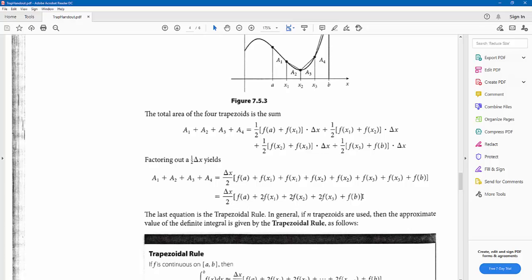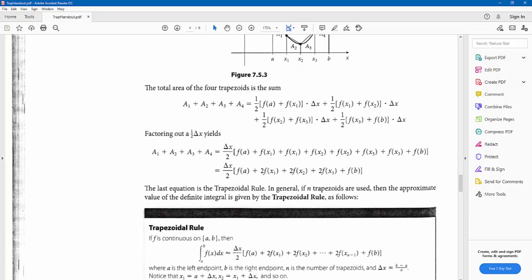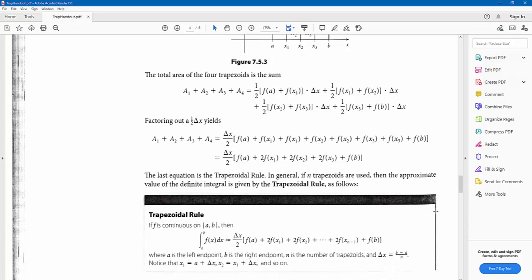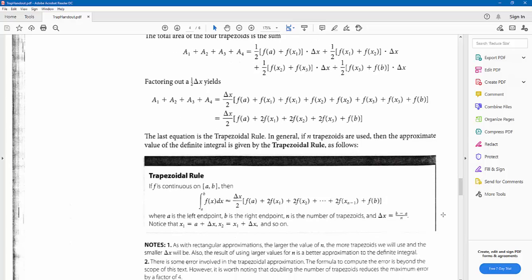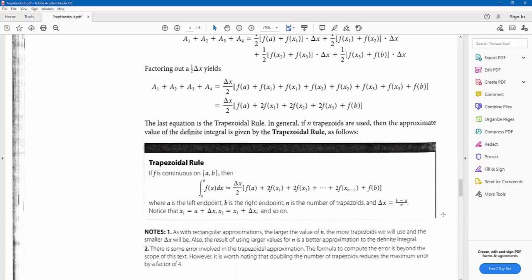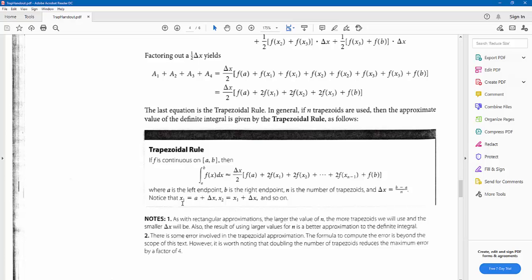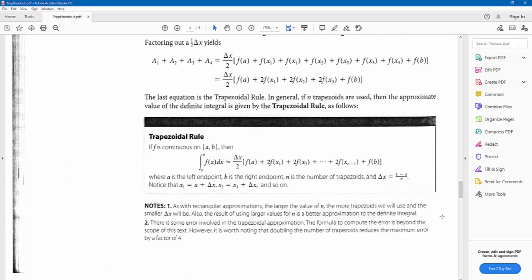And it's this last equation here that generalizes what is known as the trapezoidal rule. In general, if you use n trapezoids, then the approximate value of the definite integral is given by the trapezoidal rule. And here is the trapezoidal rule. So, again, you can read through all that on your own. I have some notes here.